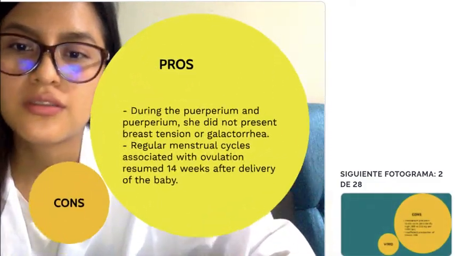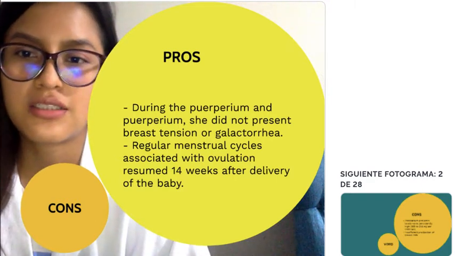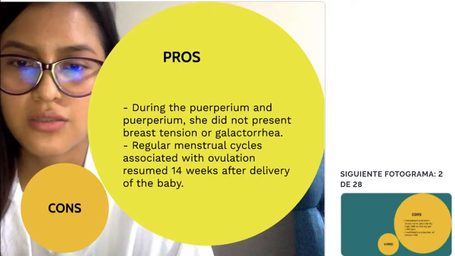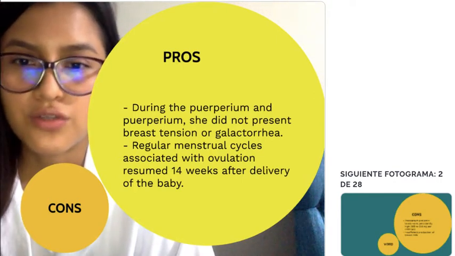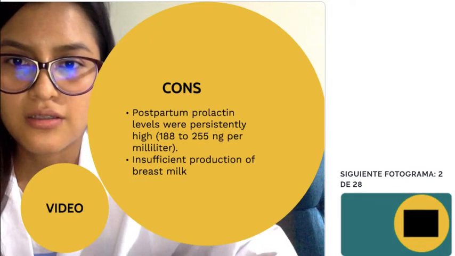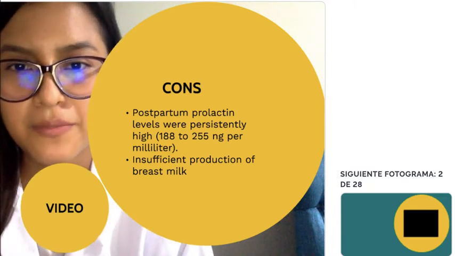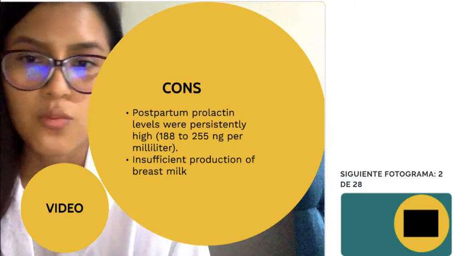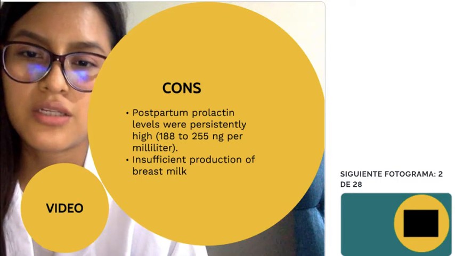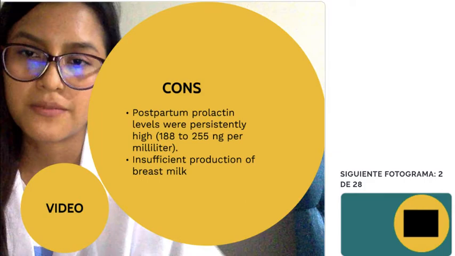Pros and cons. The pros: in the puerperium she did not present galactorrhea, and had regular menstrual cycles with ovulation resuming 14 weeks after delivery of the baby. The cons: the postpartum prolactin levels were persistently high, 188 to 255 nanograms per milliliter, with insufficient production of breast milk.